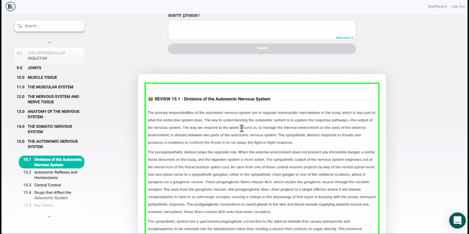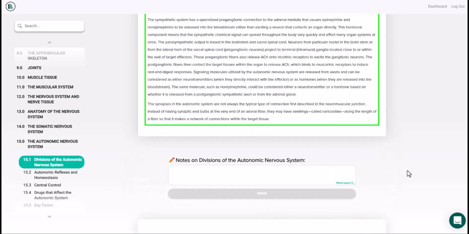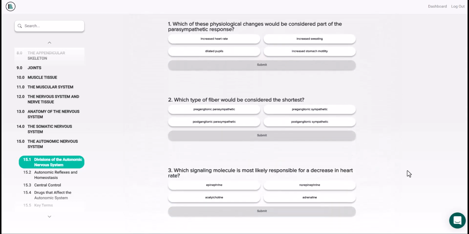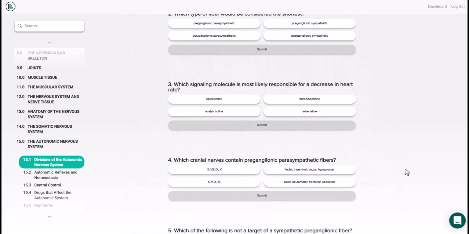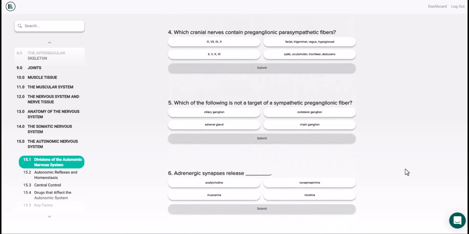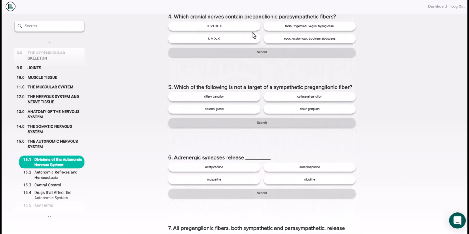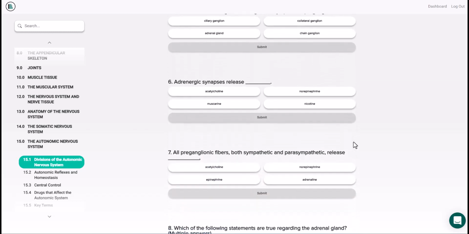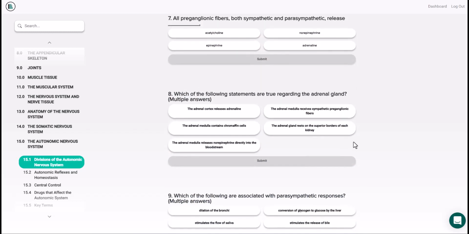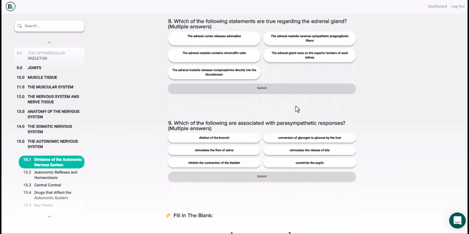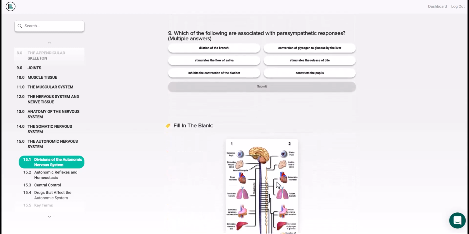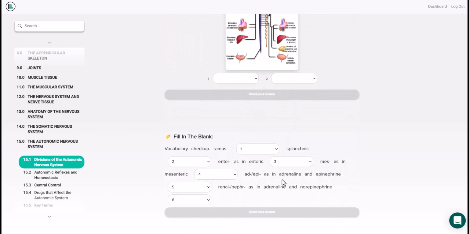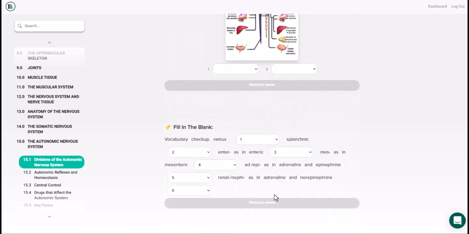When it comes to the questions at the end of this chapter, you should be able to easily answer 1 through 5, and then you should also be able to answer number 9. Don't forget the labeling activity, and you can also do the vocabulary.